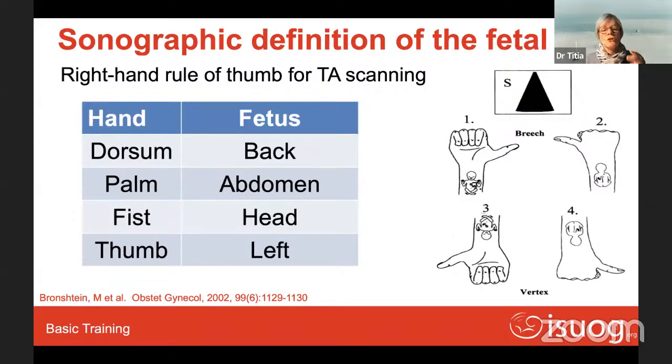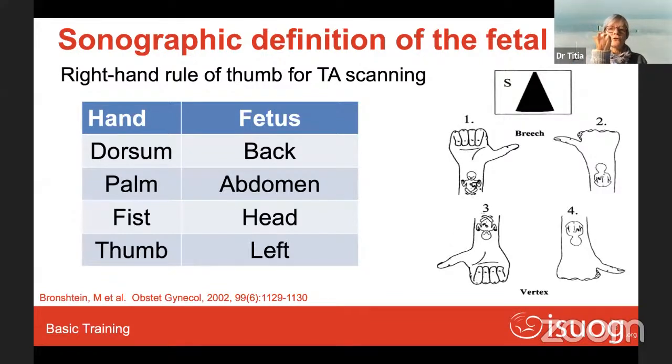You can also use a little doll. Some people have a little doll with them and they put the doll in the position of the fetus and then decide what is the left side of the fetus and whether the stomach and the heart are on the left side or not. But you can also use the right hand rule of thumb, and that's a very good rule for transabdominal scanning. I'll explain how this right hand rule of thumb works.